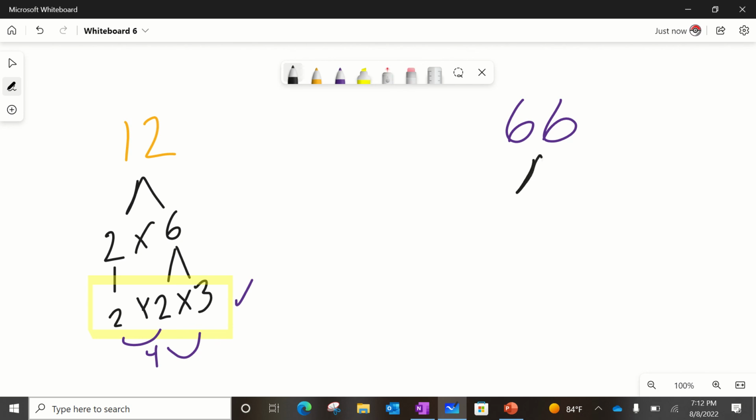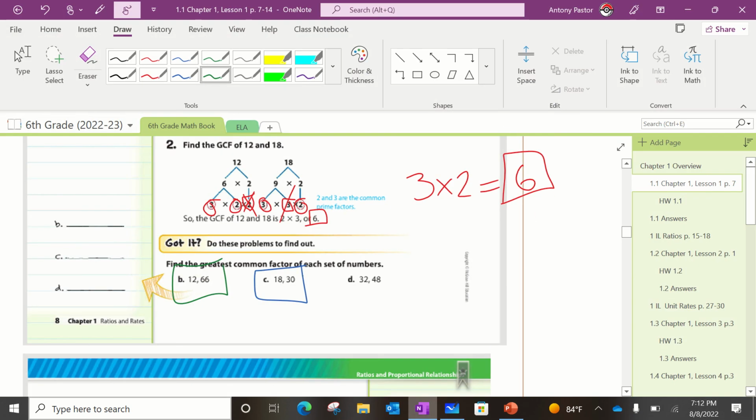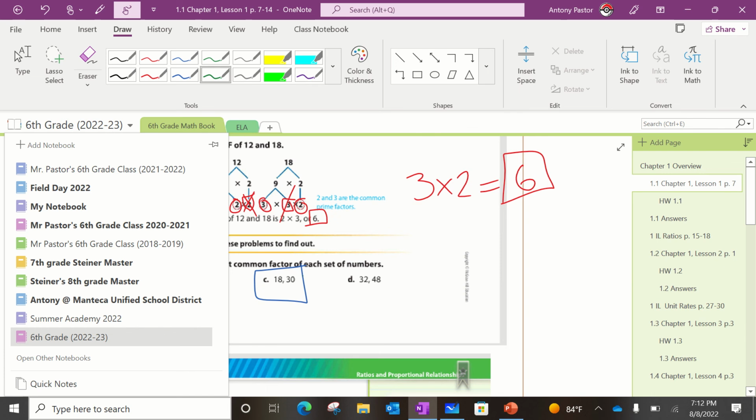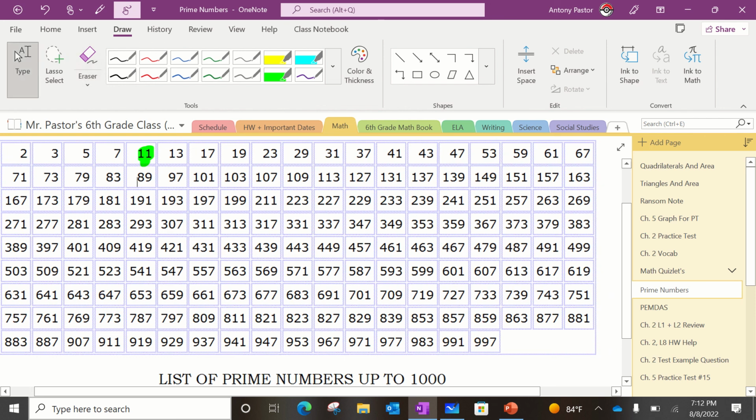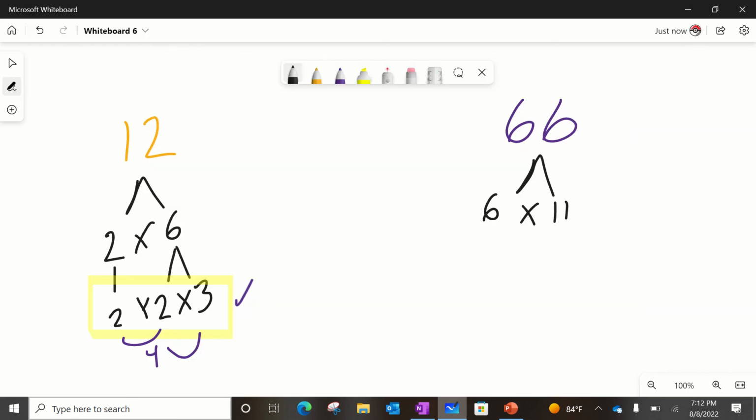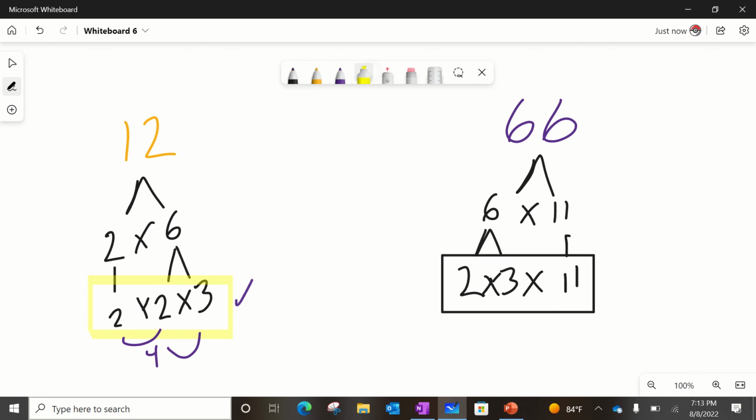66 is going to be a little trickier. I know it's an even number, but I also know that 6 times 11 can get me 66. So I'm going to go with that. Now, 11 is a prime number. You can always check the prime factor chart once it's uploaded onto OneNote if you're not 100% sure. And 11 is right there for us. So 11 is a prime number. Therefore, the 11 will just come back down. 6, however, can be broken up into 2 times 3. These are all now prime numbers, therefore we are locked in.